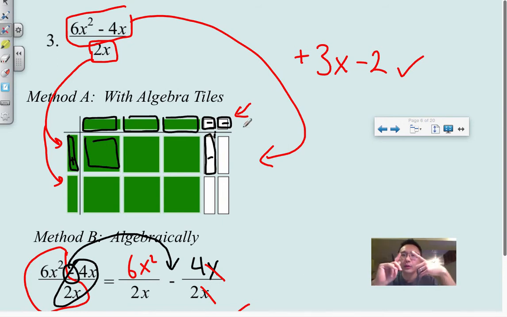You have your like terms, adding, subtracting, multiplying, and dividing. So good job. Hopefully you will do well on the test. So see you later.